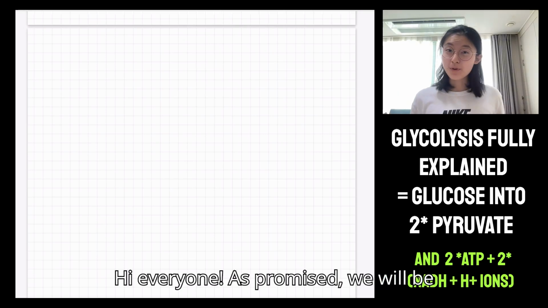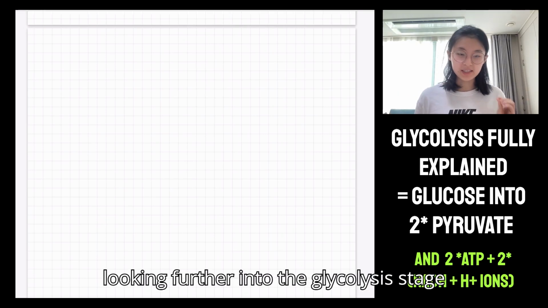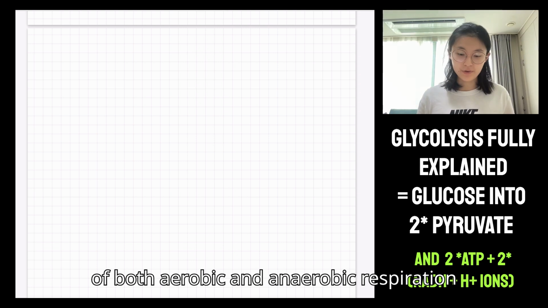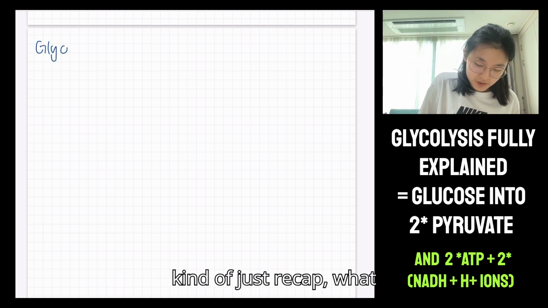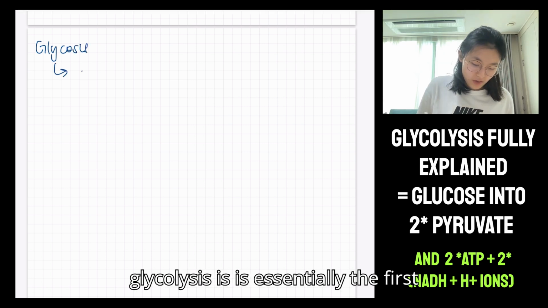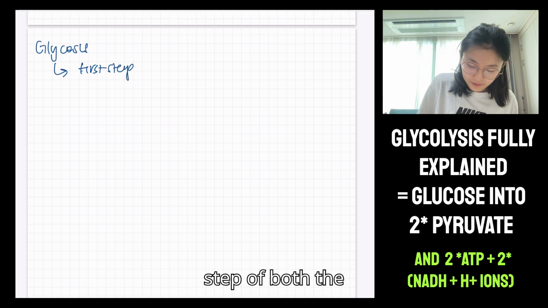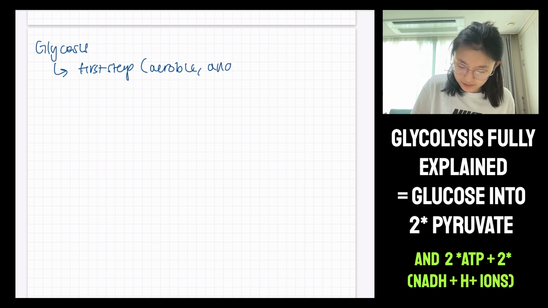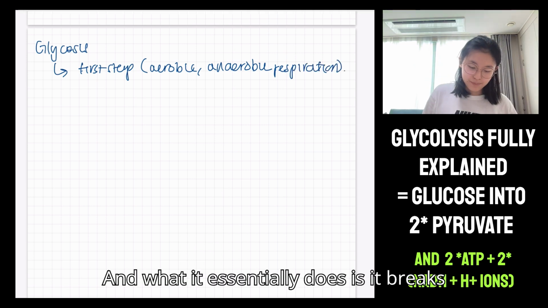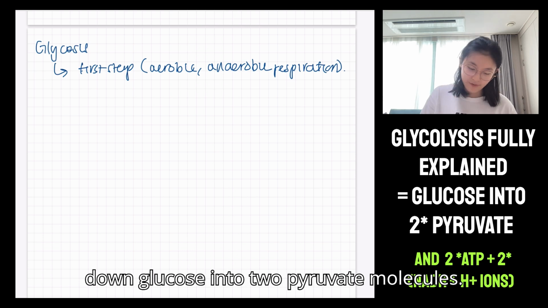Hi everyone, as promised, we will be looking further into the glycolysis stage of both aerobic and anaerobic respiration today and see what actually happens. To recap, glycolysis is essentially the first step of both the aerobic and anaerobic respiration processes. And what it essentially does is break down glucose into two pyruvate molecules.